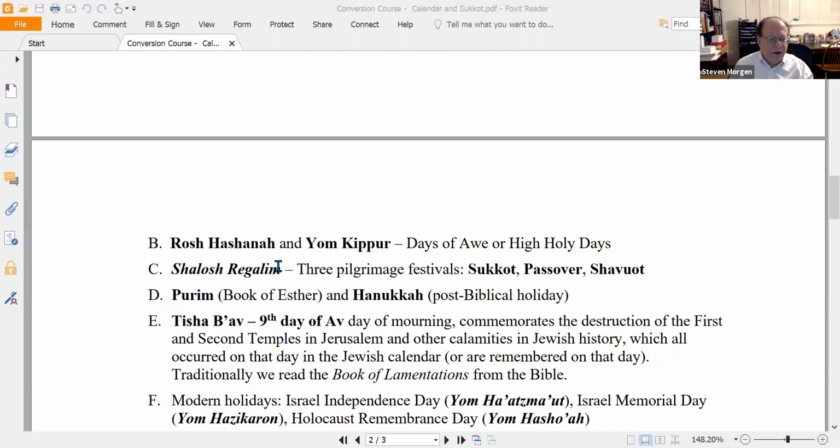Okay, we've already talked about Rosh Hashanah and Yom Kippur as the days of awe. The next major holidays are called Shalosh Regalim. Shalosh is the Hebrew word for 3, and Regalim comes from the word regal, which means leg. And Regalim were pilgrimage festivals. You'd use your legs to walk to Jerusalem. You make a pilgrimage to Jerusalem to celebrate these 3 festivals.